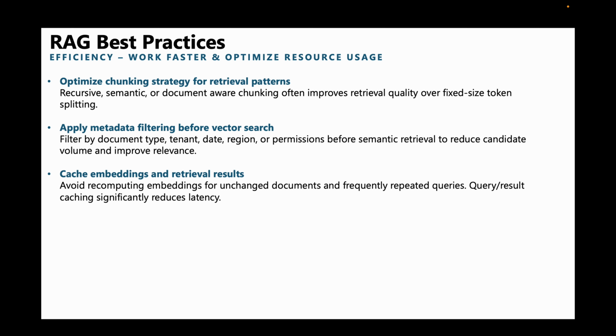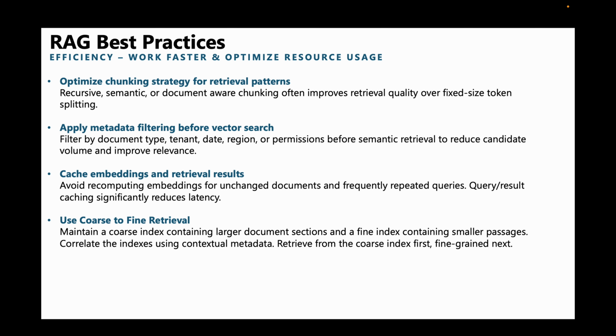Third guidance is to cache the retrieval results and embeddings wherever possible. Embedding generation can be expensive, especially at scale. If documents have not changed, do not recompute embeddings repeatedly. And for frequently repeated queries, consider caching the results to improve the response time and system throughput.